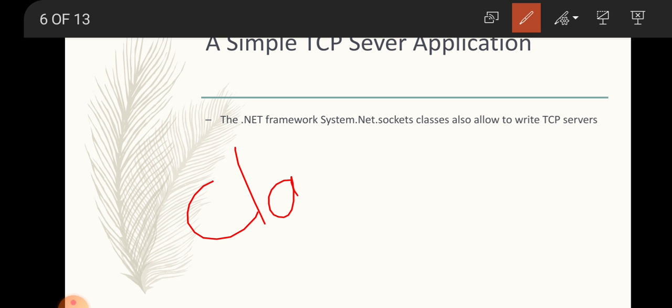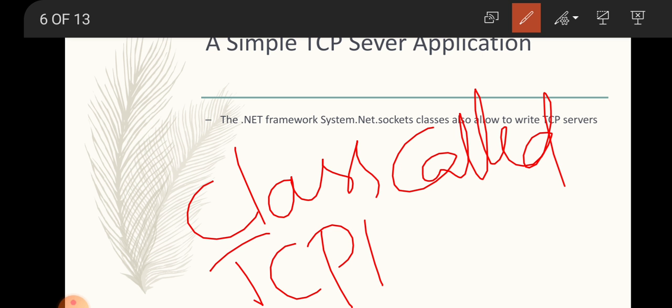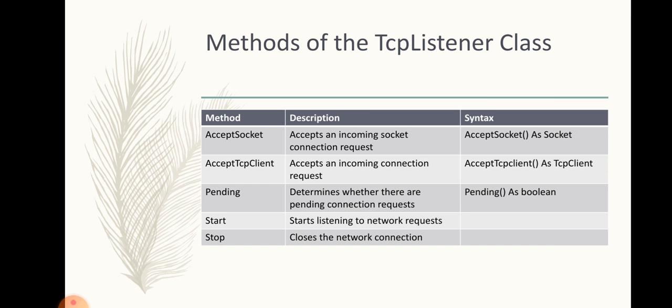There is a class called TCP listener which helps to write the TCP servers. Okay. Methods. Accept socket. Accepts an incoming socket connection request. Why is there a socket connection? While we make a request to the server, the socket connection will initialize. Okay. After the transaction is over, the socket connection automatically closes.